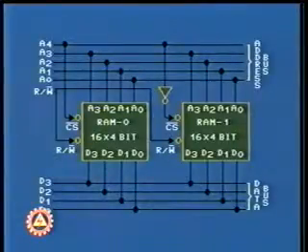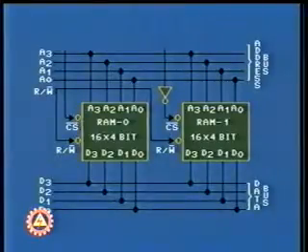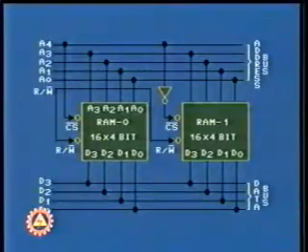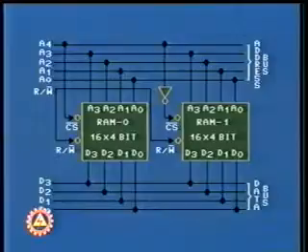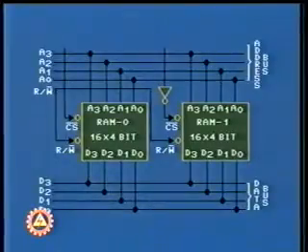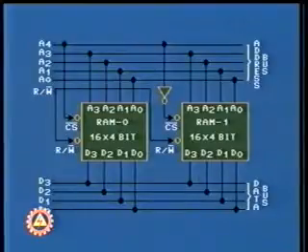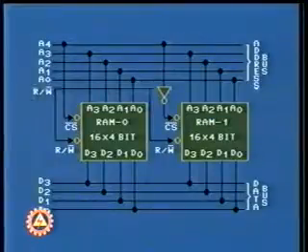For selection of 32 different locations, the CS bar input is used as the fifth address input A4. The address lines A3, A2, A1 and A0 are connected to the address input of each chip. When A4 equals 0, RAM 0 is active, whereas when A4 equals 1, RAM 1 is active.